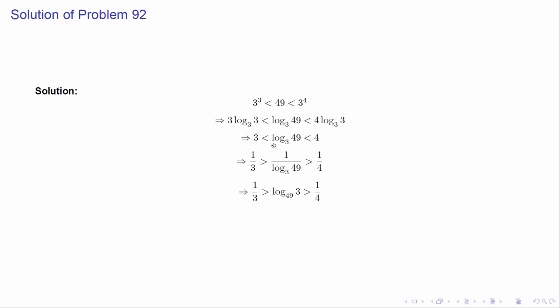So we take reciprocal of all these and we get 1 by 3 greater than 1 by log of 49 with base 3 greater than 1 by 4. If we bring this logarithm to the numerator, the base and the number will exchange their places. So it will become 1 by 3 greater than log of 3 with base 49 greater than 1 by 4. Thus we have proven that log of 3 with base 49 lies between 1 by 3 and 1 by 4.